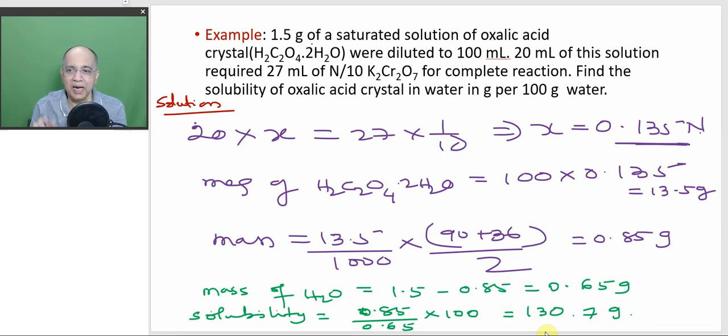Forget about that. Had it been asked what is the W by W percent of that solution, then you would have said 0.85 by 1.5 into 100. Mass of the compound by mass of the solution into 100. But it is asking solubility per 100 gram of water. That's why we have to subtract and get the mass of water.